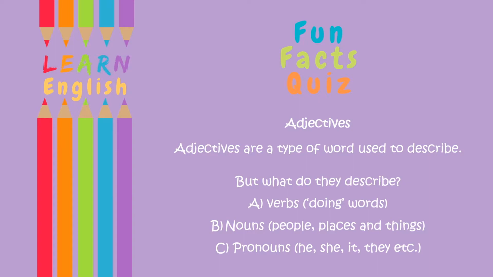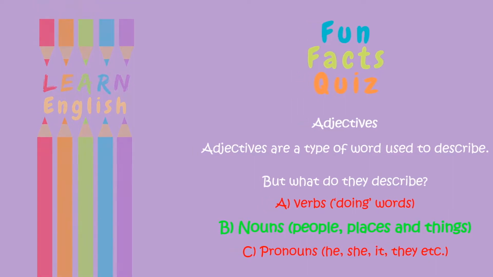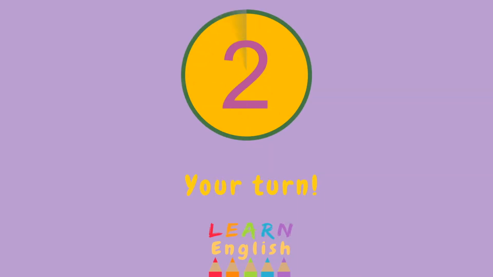The answer is nouns. Adjectives are used to add detail to nouns, which are words for people, places, and things. Well done if you got that right. Now let's start with an activity. Ready? 3, 2, 1.